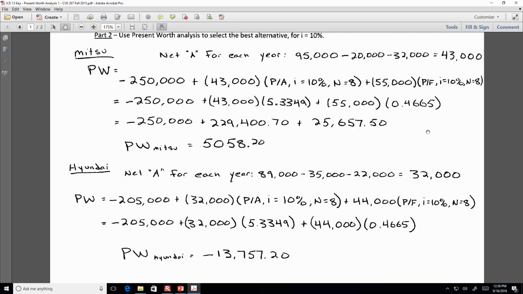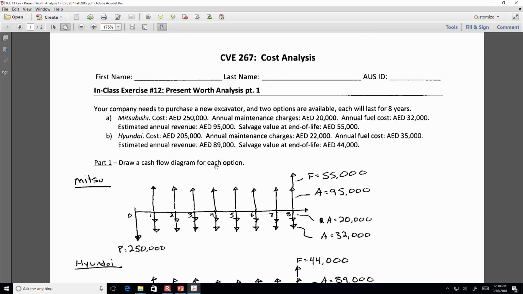All right. So on the back side, I asked you to explain something. It said, how is it that the more expensive equipment is the best alternative? Okay, so the more expensive is the Mitsubishi. If we go back to the problem setup, the Mitsubishi costs $250,000 and the Hyundai costs $205,000. So sometimes it's tempting at first to just buy whatever's cheapest. But what does the more expensive alternative get you in this case?